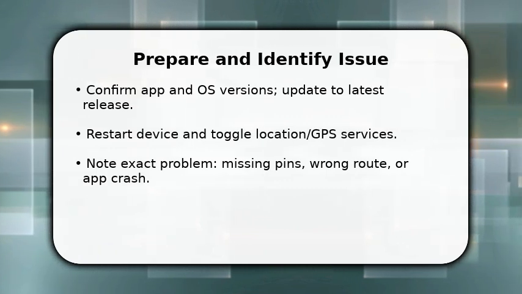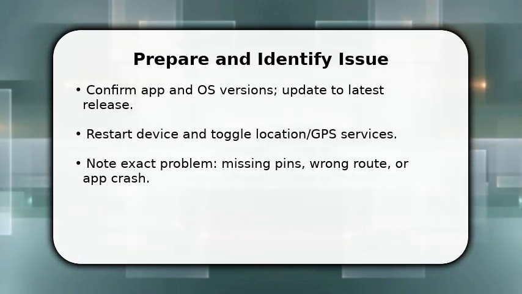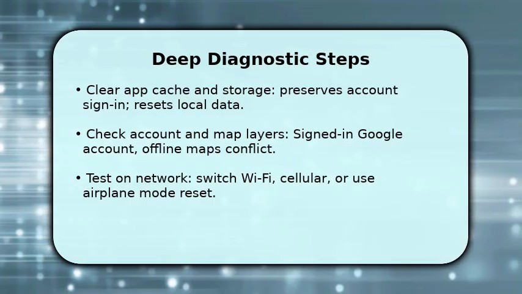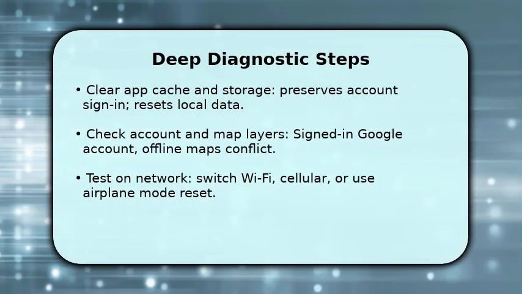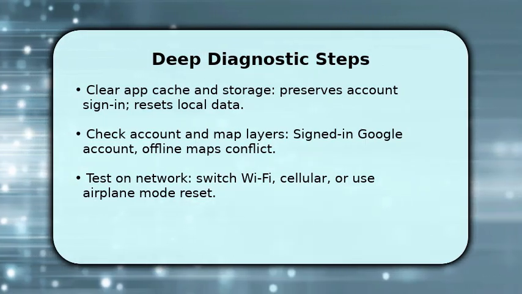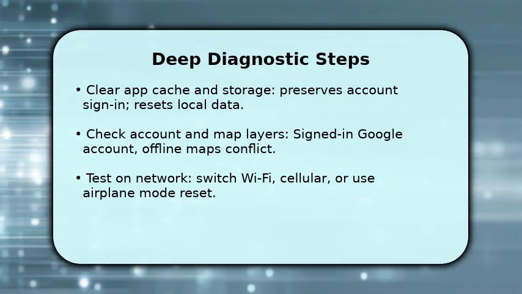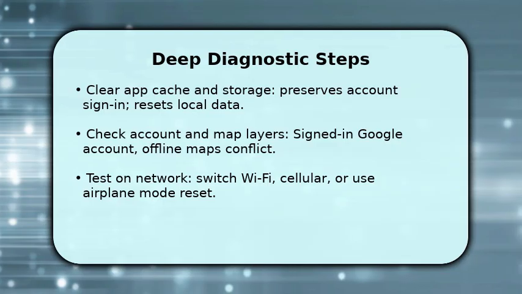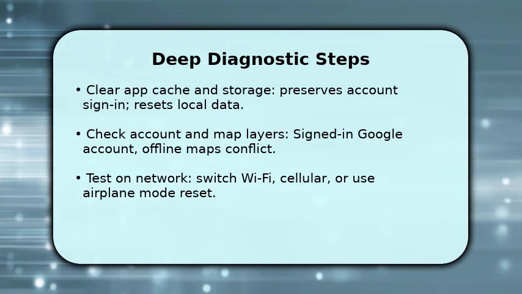Now you perform targeted diagnostics to isolate causes. Clear Maps cache first. If that fails, clear storage to remove corrupted local files. This forces data refresh, but keep your sign-in ready. Verify you're using the correct Google account and that map layers or downloaded offline regions aren't hiding content.